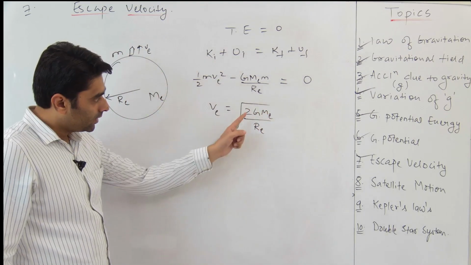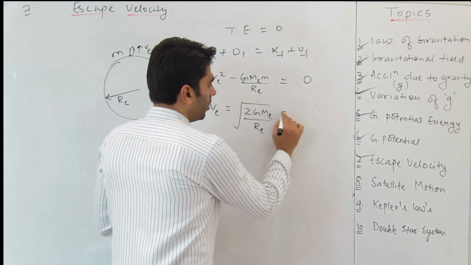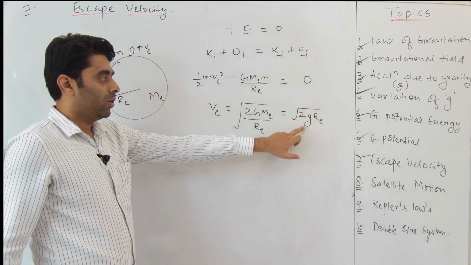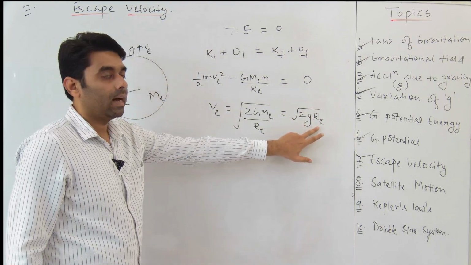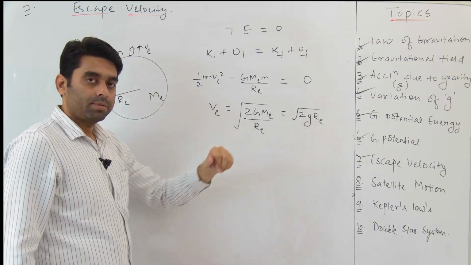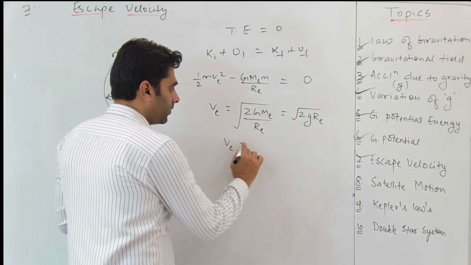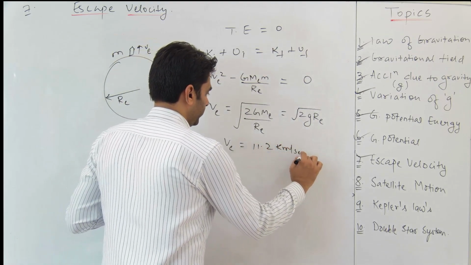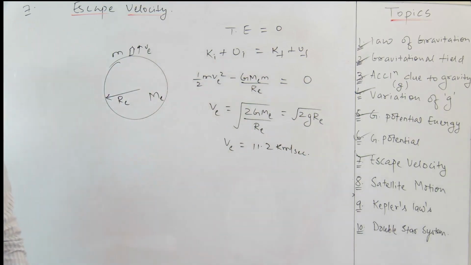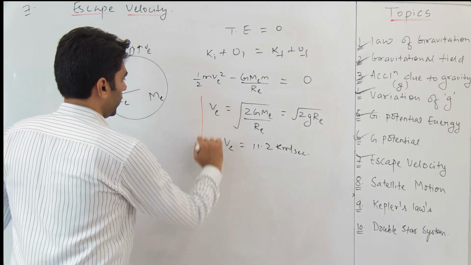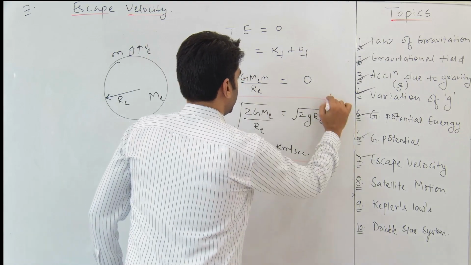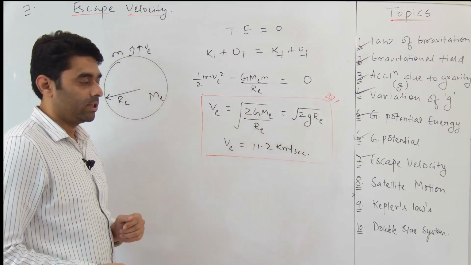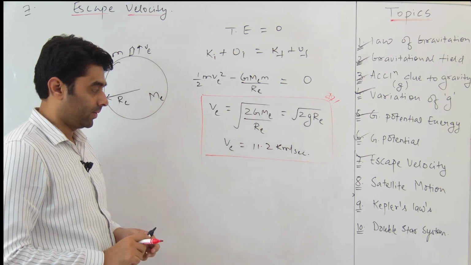Now we know that G Me by Re squared can be written as small g, so it becomes root over 2 g Re, right? Small g value on the surface is 9.81, Re is 6400 km. When we substitute these values, escape velocity on the surface of Earth comes out to be 11.2 km per second, right? So these are the results that we should keep in mind. This is our escape velocity result, root over 2 G Me by Re, and root over 2 g Re in terms of small g, and its value is 11.2 km per second.